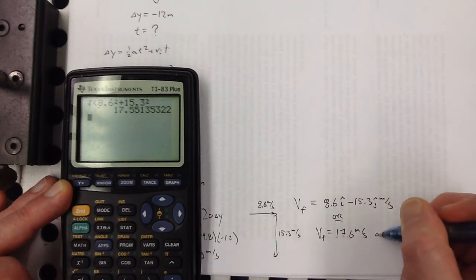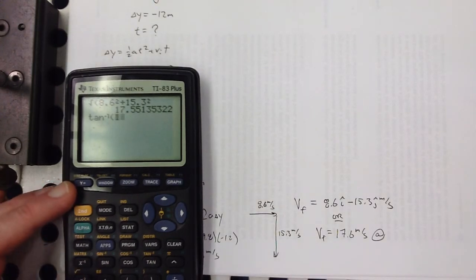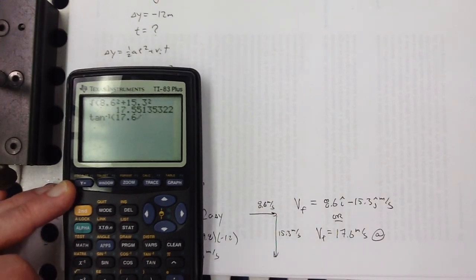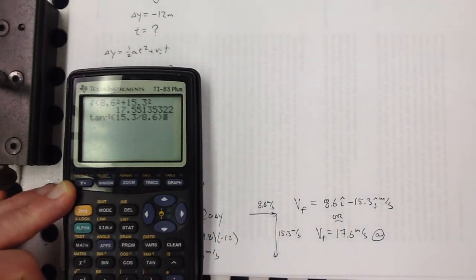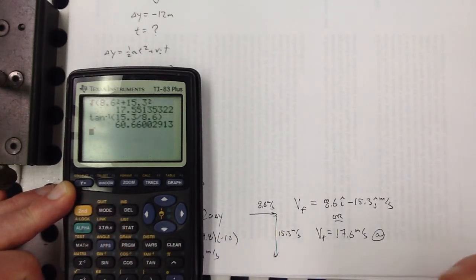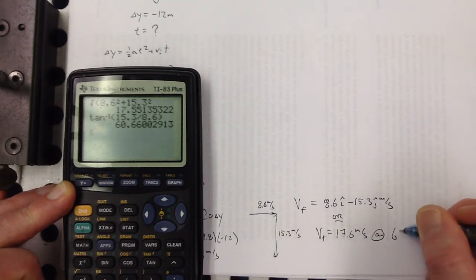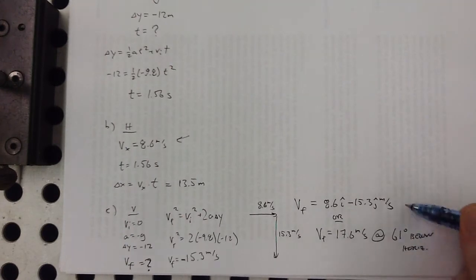You could say that it's 17.6 meters per second at a tangent inverse of, 17.6 over 8.6. Oops, just kidding, 15.3. Rise over run, tangent inverse, rise over run. And just make sure we're in degree mode. We are about 60.7 degrees or 61 degrees below horizontal. Right? So I think either one of those would be okay.